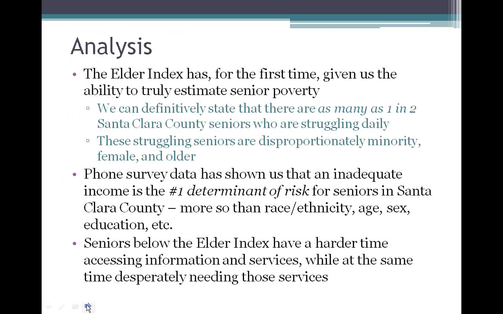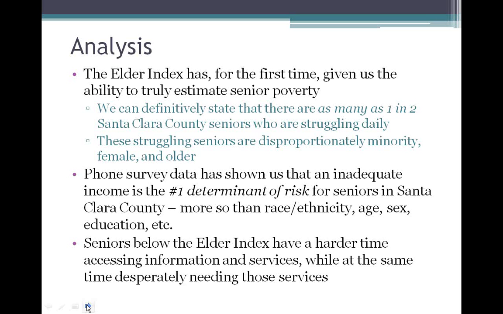So overall, the Elder Index has given us, for the first time, the ability to truly estimate senior poverty in our community. We can definitively state there's as many as 1 in 2 Santa Clara seniors who are struggling to meet their daily needs. And as was pointed out earlier in this section, and really from what I've seen throughout California, that seems to be the case for most counties and most PSAs. The seniors who are struggling are falling into the target populations that we've always targeted to address. So they're disproportionately minority, female, and older.